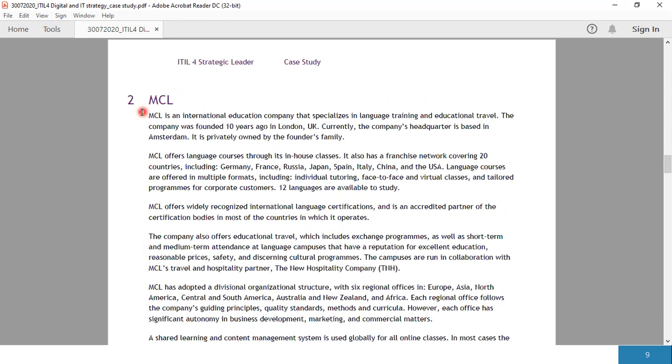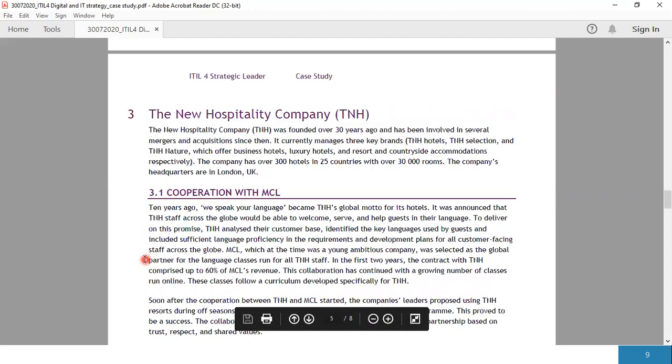So firstly, there is this company MCL. It's an international education company. I urge you to go through this and study this carefully. The next company is the new hospitality company, and they have some cooperation with the previous company MCL.